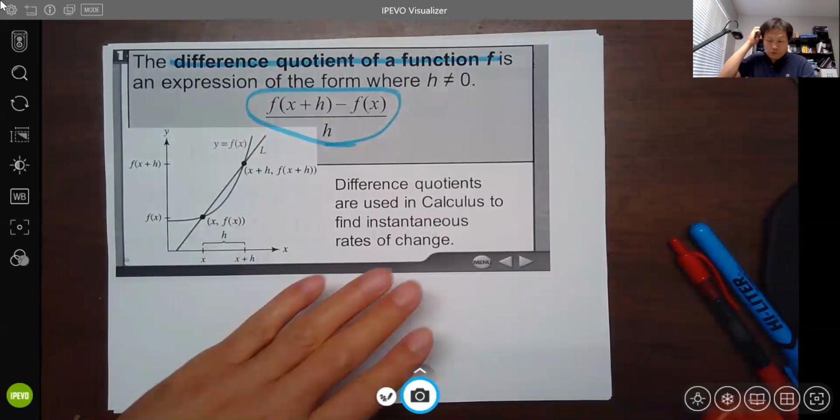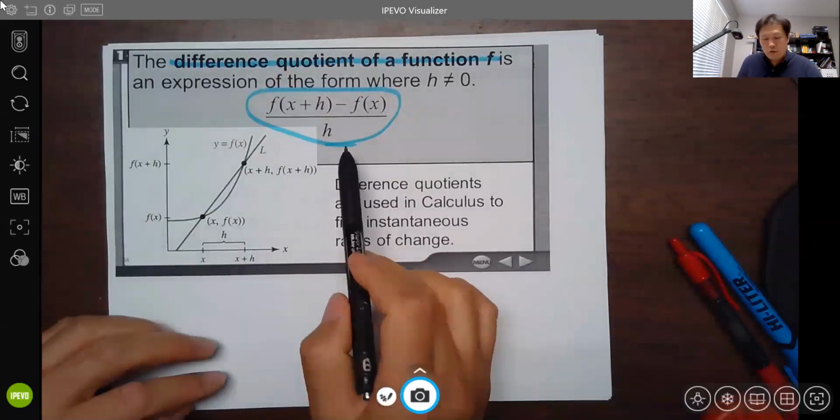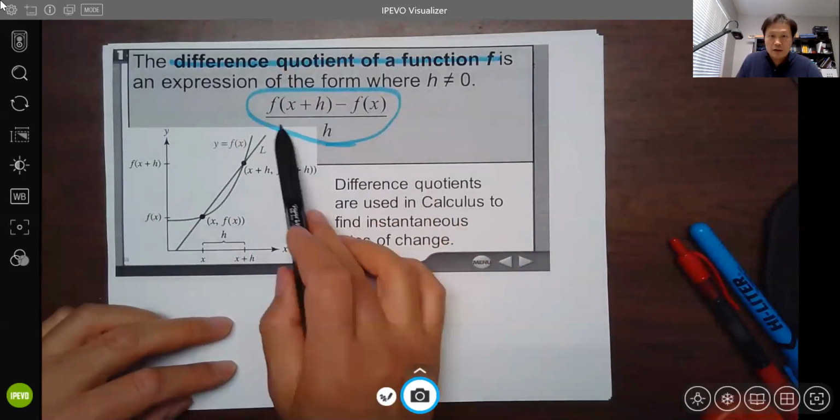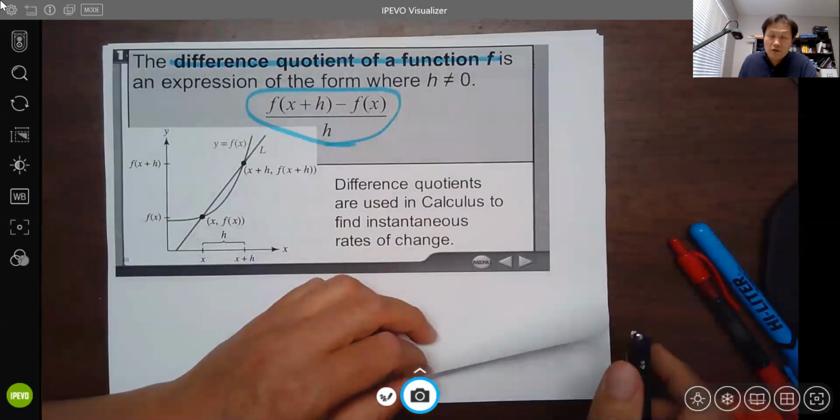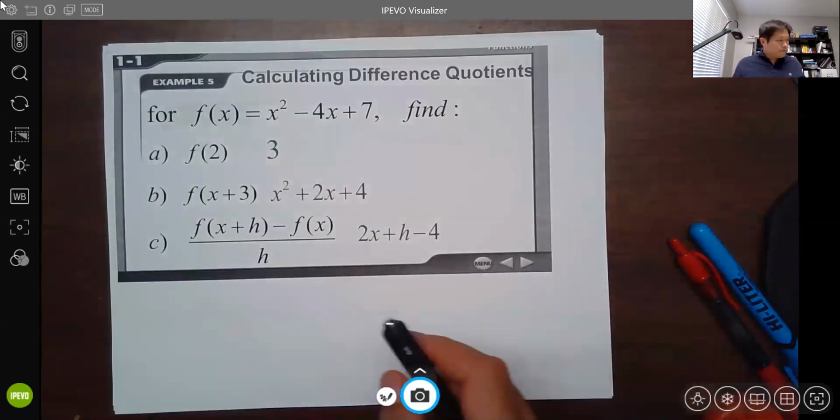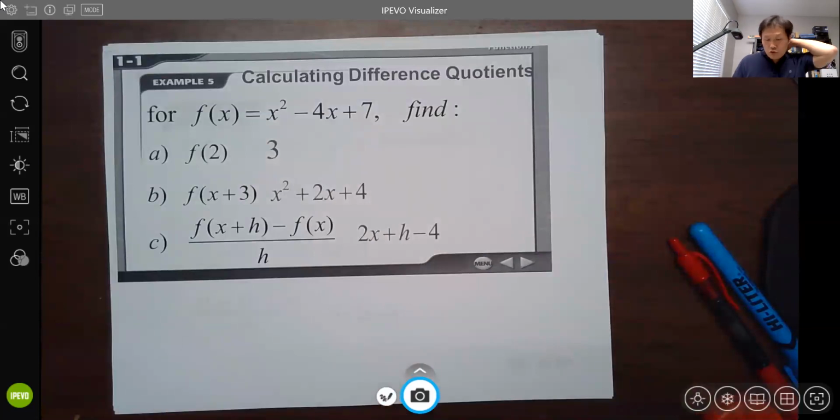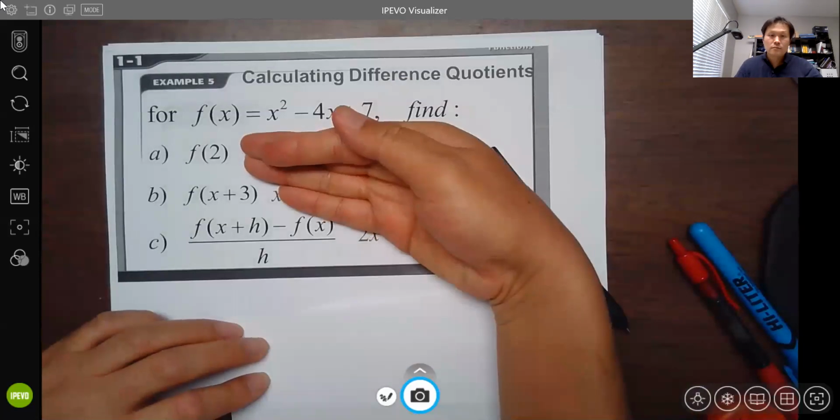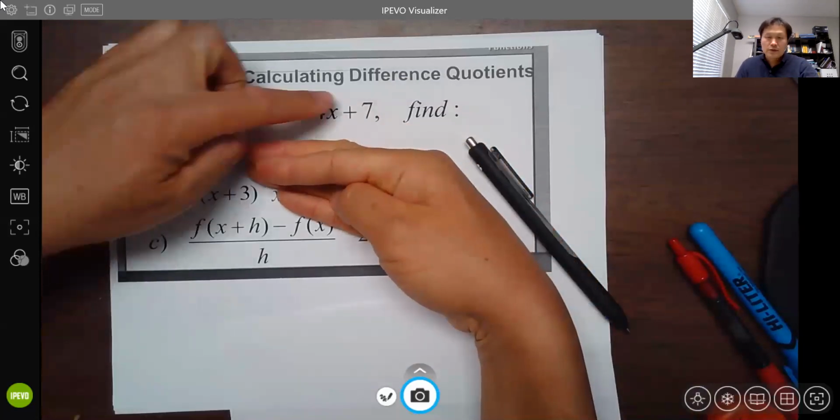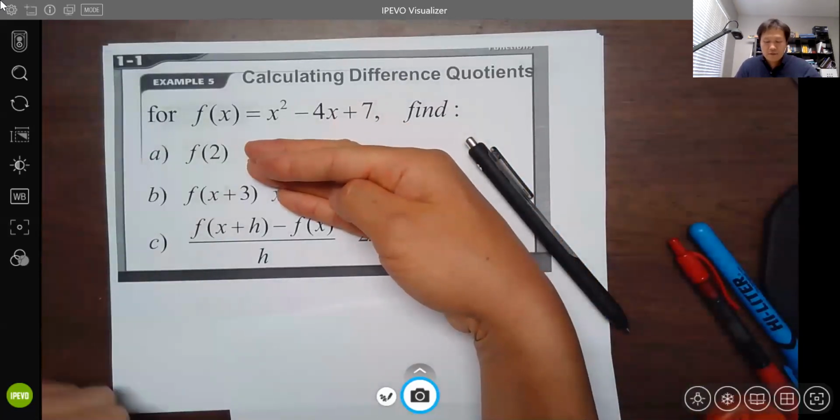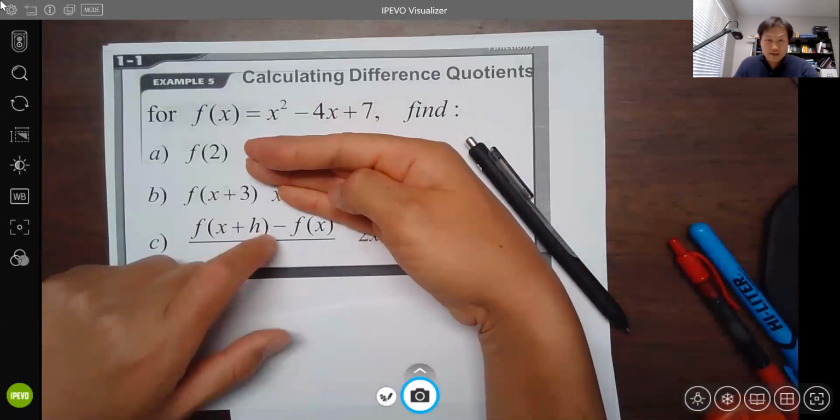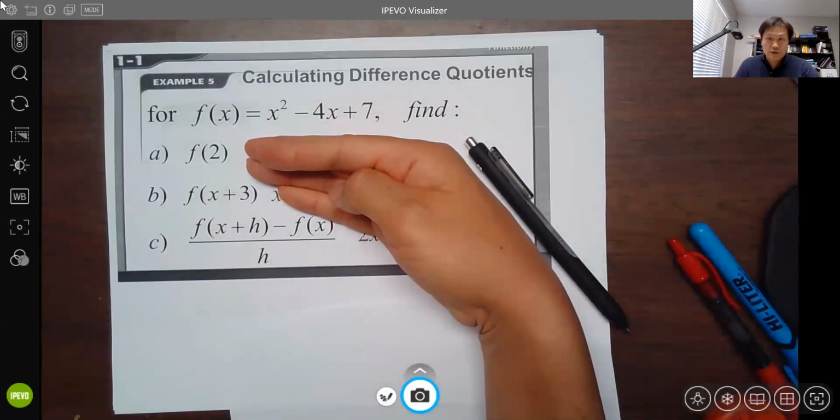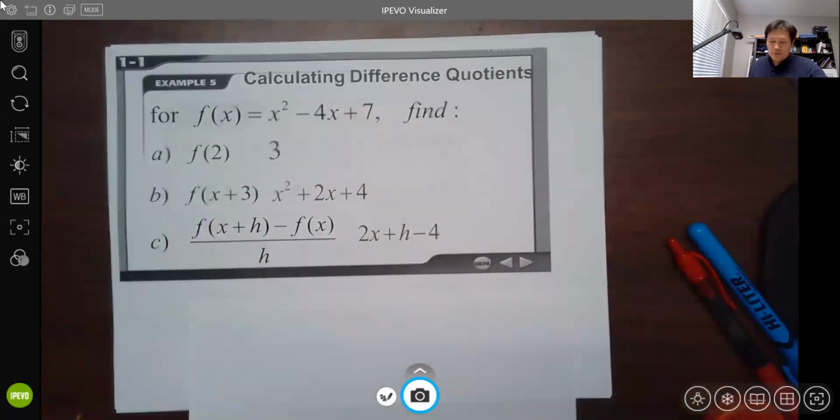You will run into that in calculus. So for now, all you have to do is just be able to get this difference quotient. A question would look something like this. I will give you f of x equal to this, and I will ask you to find this, this, and this. So you've got 3 different questions. Let me just do them one by one for you.